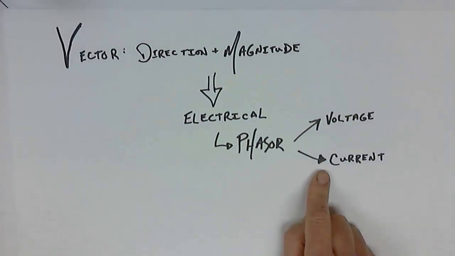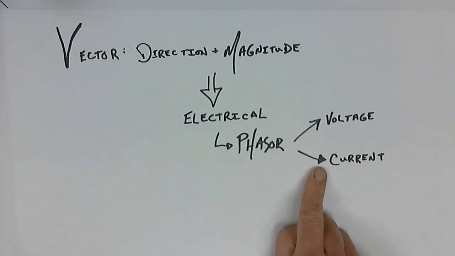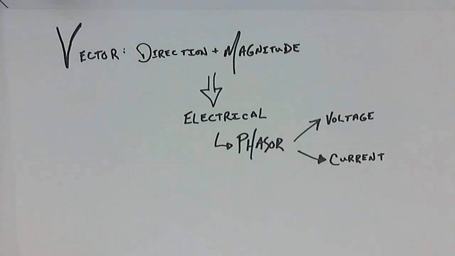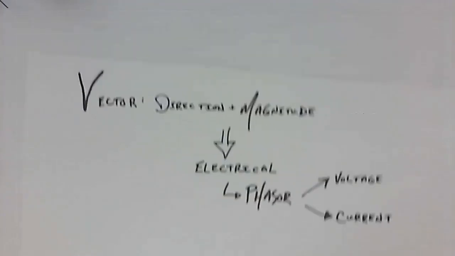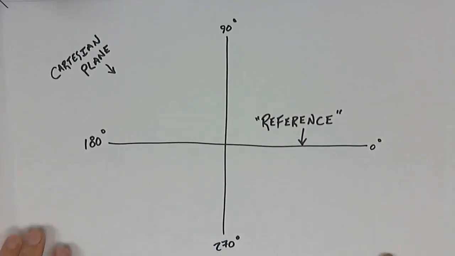Phasors are going to be represented in either a closed or an open arrow, and that's going to be dependent on if they're current phasors or voltage phasors. We will not have impedance or power represented with phasors. All right, so what is that going to look like? Well, a phasor is always on a phasor diagram, which is also known as a Cartesian plane.